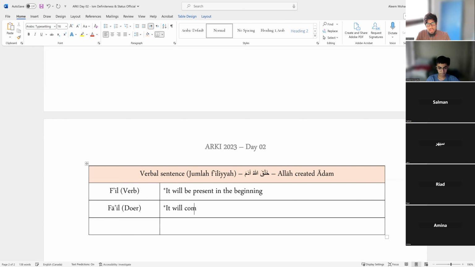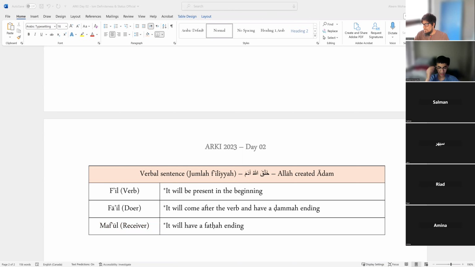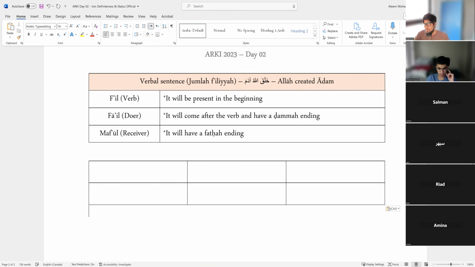It will come after the verb and have a dhamma ending, which we can see with the laf jalala there. And then finally, we have the maf'ul, which is the receiver. And this one will have a fatha ending, as we can see with Adam over there. Right, so that's the verb. Just going to put forward some examples here. Say we have this instance here with dakhala rajulul bayta, right? If I said dakhala means to enter, rajul means man, and bayt means house, what would this sentence mean?